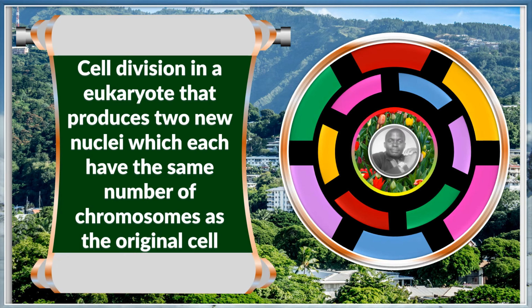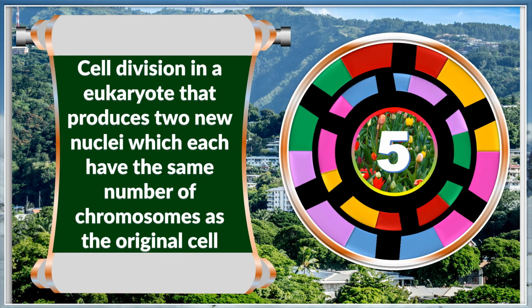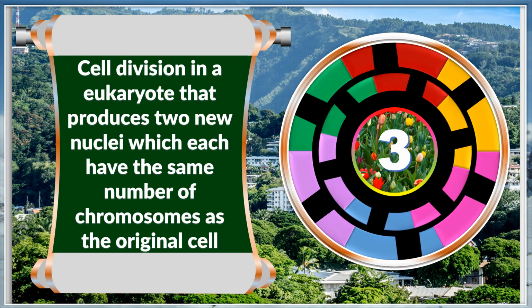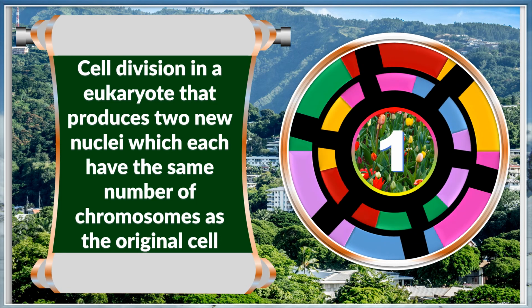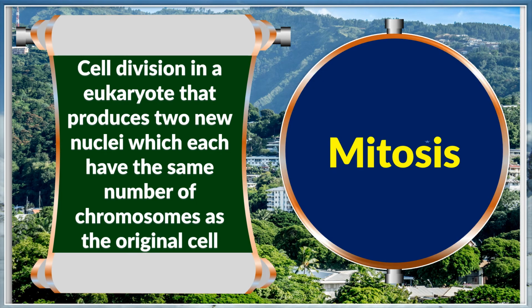Cell division in eukaryotes that produces two new nuclei, which each have the same number of chromosomes as the original cell. Mitosis.